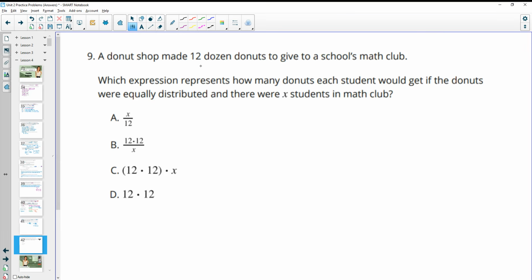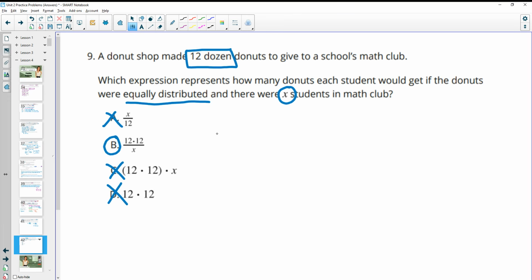Number 9, a donut shop made 12 dozen donuts to give to a school's math club. Which expression represents how many donuts each student would get if the donuts were equally distributed and there were X students in the math club? So in this case, it wouldn't make sense to take the number of students divided by 12 because we're not dividing up the number of students, we're dividing up the number of donuts. So we want to see dividing by X. And we see that in B where we're dividing by X. None of the others actually divide by anything. So B would have to be the case.